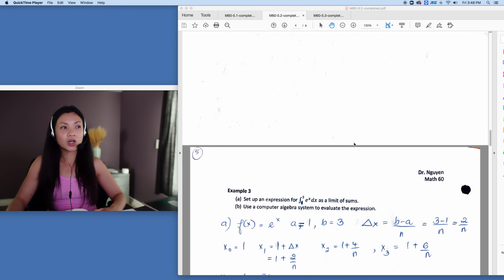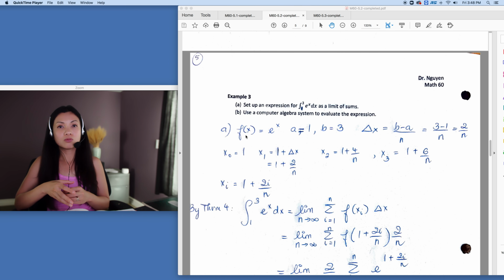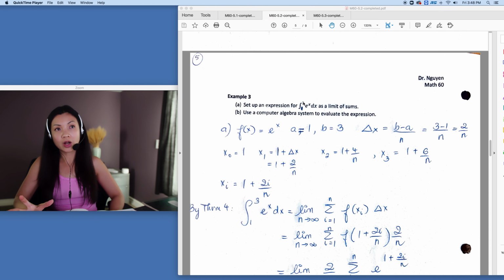All right, moving on to example 3. So example 3, they want you to set up an expression for the integral from 1 to 3 of e to the x power dx as the limit of the sum. So first, you need to recognize which is which. So f of x is e to the x power, a is 1, b is 3, and then we figure out delta x, b minus a over n, which is 2 over n in this case, right?